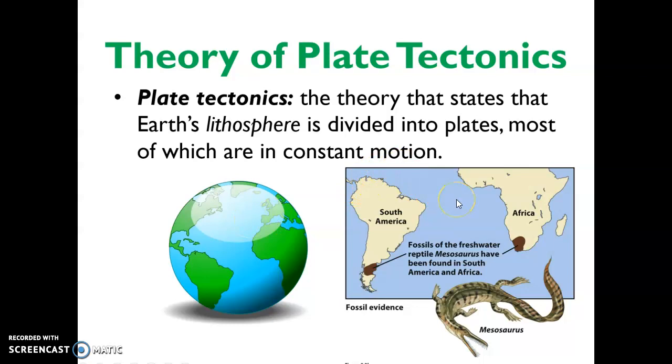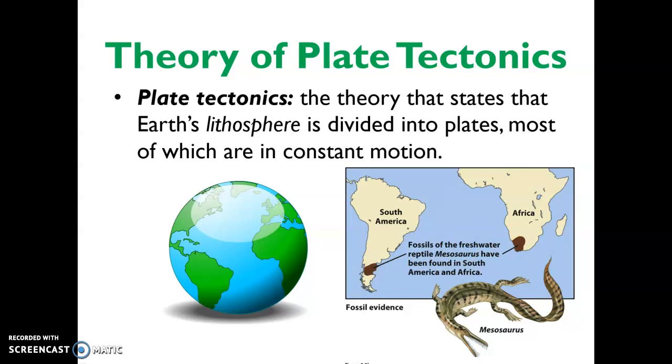So let's look first of all at one of the pieces of evidence, which is in the right-hand picture here. We have South America and Africa, and picture them slid together. There are fossils here of a freshwater reptile that have also been found here. In between, there's no fresh water, it's ocean. And it would be too far of a distance for that reptile to have migrated, let's say, from here and land all the way here.